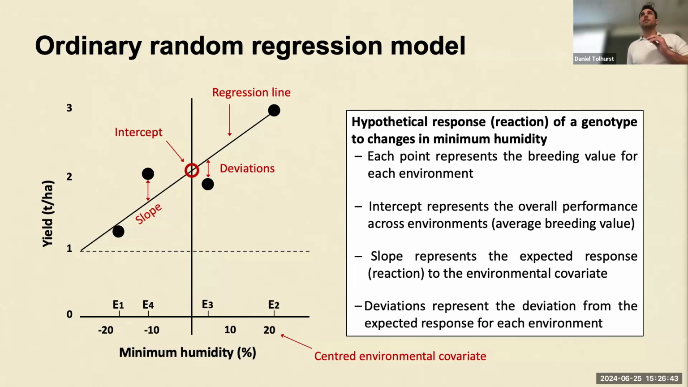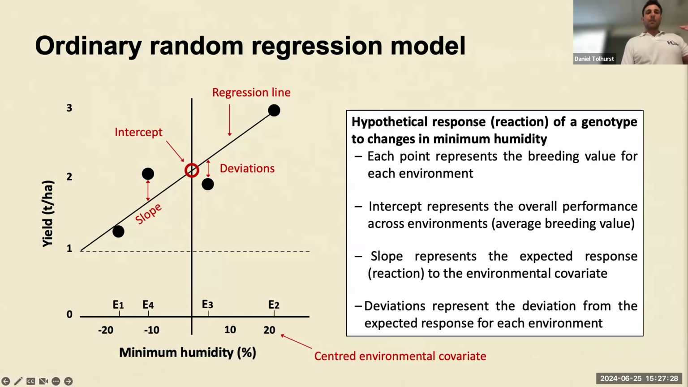We've got a regression line that's going through our data points. Each one of those black points now represents the yield performance in those different environments. So for this little toy example, we've got 4 environments, and we're fitting a regression line through that. The slope of that line represents the reaction of that genotype to that particular environmental covariate. And of course, you could have a whole raft of environmental covariates going into your model as well. This is just one, minimum humidity. You could also have temperature, whatever's driving the different responses in the different environments.